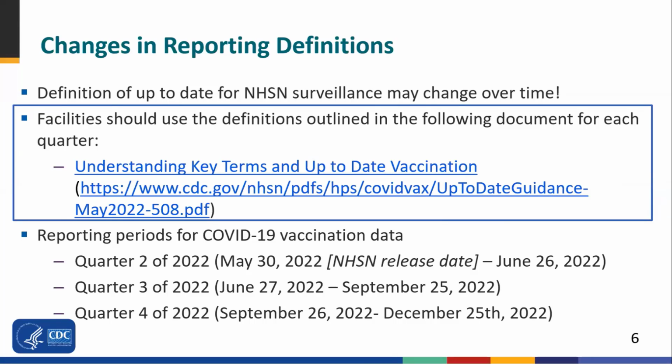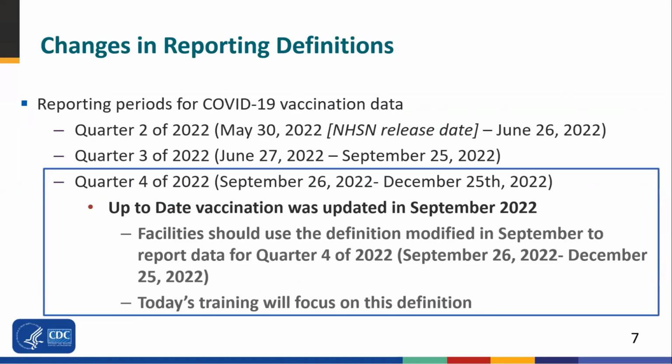Reporting periods for up-to-date COVID-19 vaccination data include quarters 2, 3, and 4 of 2022. In May, up-to-date vaccination was originally defined. In June, this definition was updated. This webinar will go over the newest update to this definition that will be used for quarter 4 reporting.